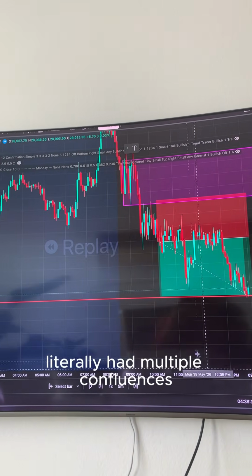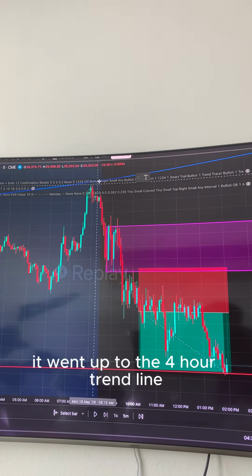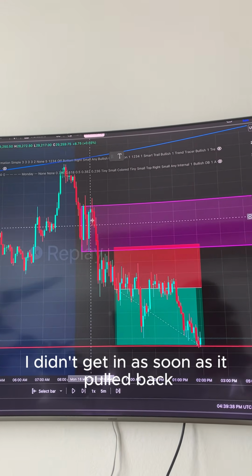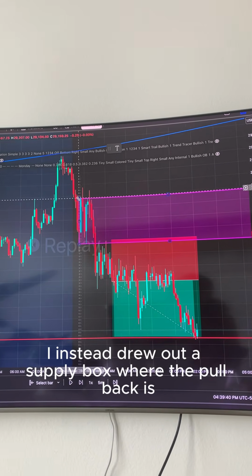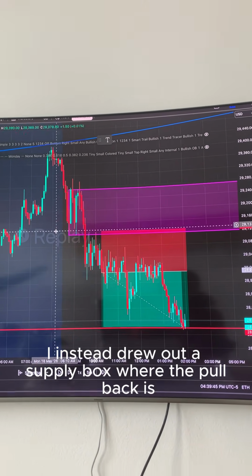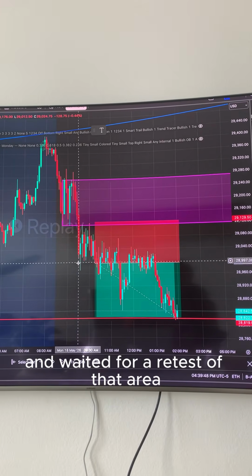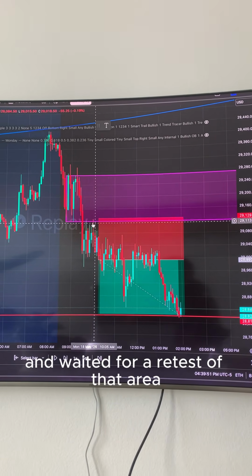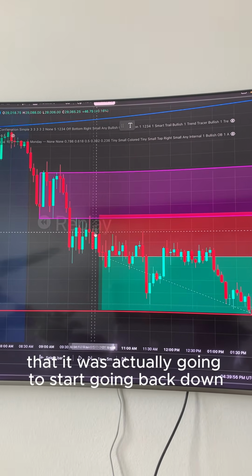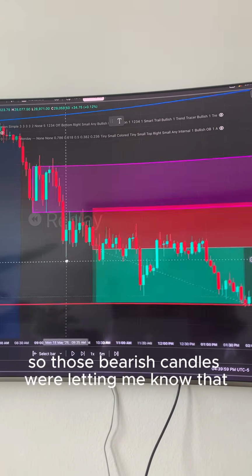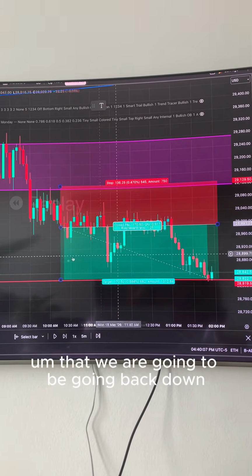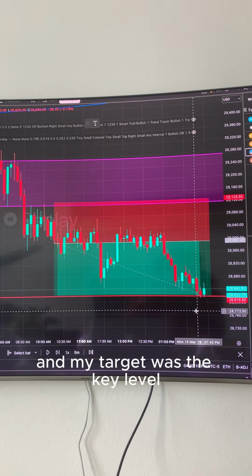Literally had multiple confluences. It went up to the 4-hour trend line, rejected from that level. I didn't get in as soon as it pulled back. I instead drew out a supply box where the pullback is and waited for a retest of that area and confirmation that it was actually going to start going back down. So those bearish candles were letting me know that it was giving me some confirmation that we are going to be going back down. And my target was the key level.